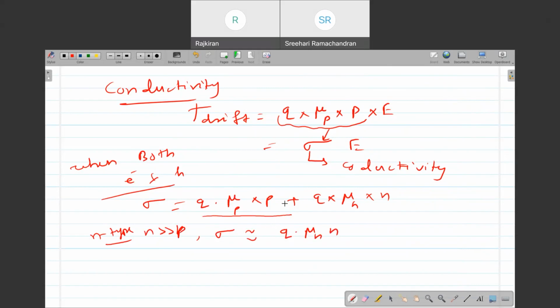It is how easy it is for the carriers to move, and how the current flows, depending upon the electric field. If the conductor is more conductive, the current is more. If the conductor is less conductive, the current is less. So how much the current flows depends upon the conductivity.